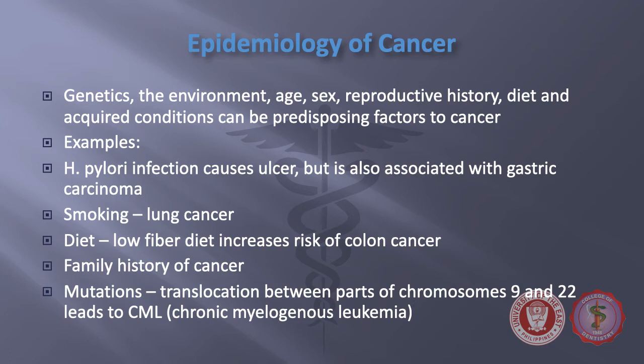Briefly, let's talk about the epidemiology of cancer. As you can see, there are many factors that can predispose an individual to the development of neoplasia. Certain neoplasms are common among certain age groups, certain infections can result to malignancies, and genetics play a role.